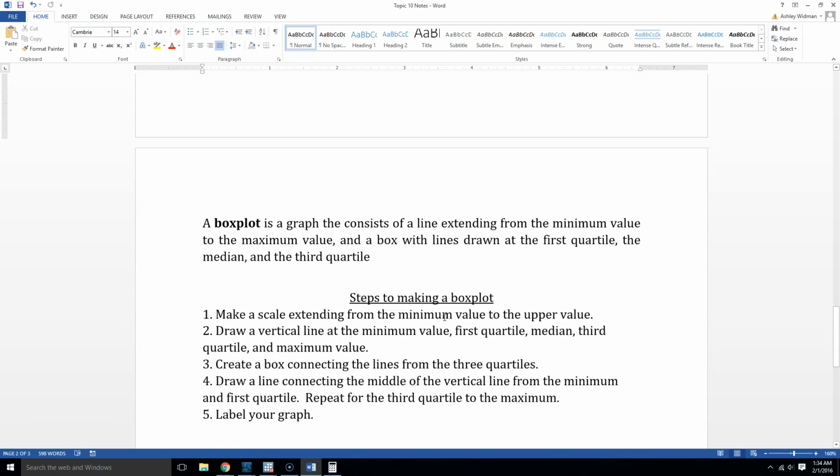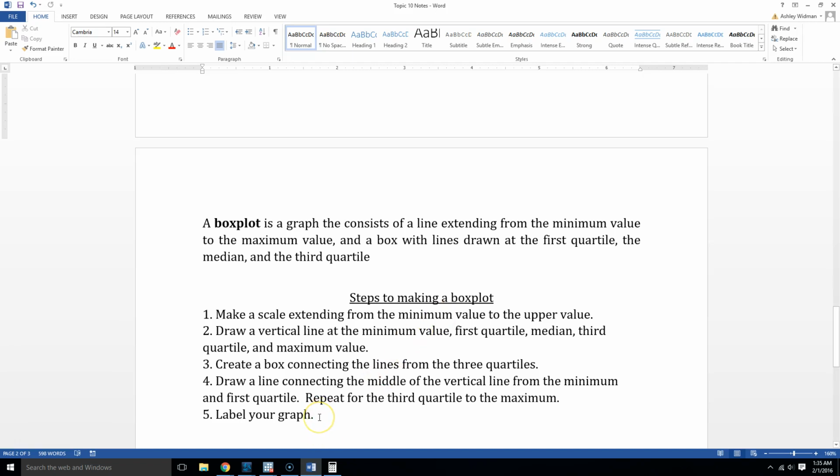So finally, we get to create a box plot on our own. For now, we're going to be creating the box plots by hand, but in a future video, we're going to see how to make all of the graphs that we've talked about in SPSS. A box plot is also called a box and whisker plot, which is what you might know from another class. It's a graph that has a line extending from the minimum to the maximum with a box drawn around the first quartile, the median, and the third quartile. So we'll look at an example of that.